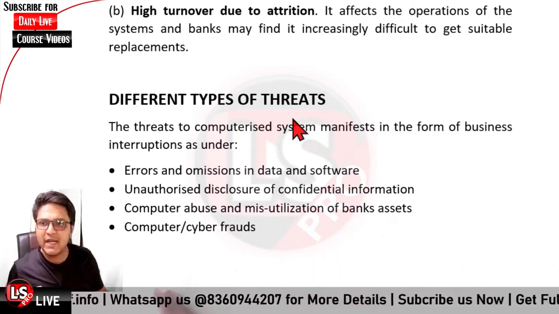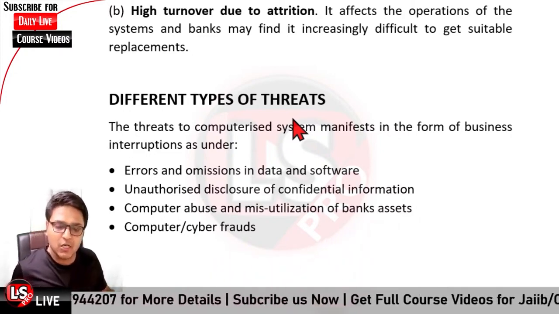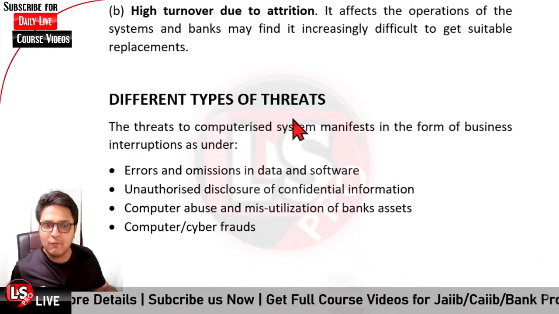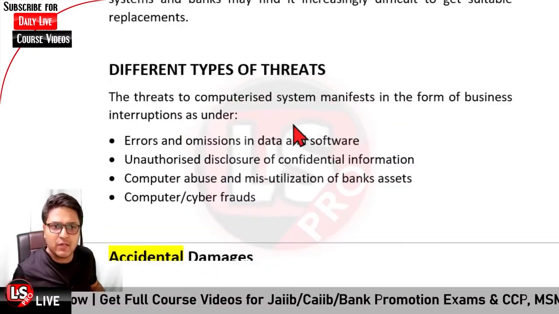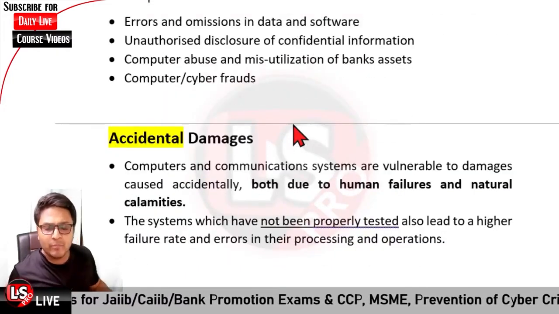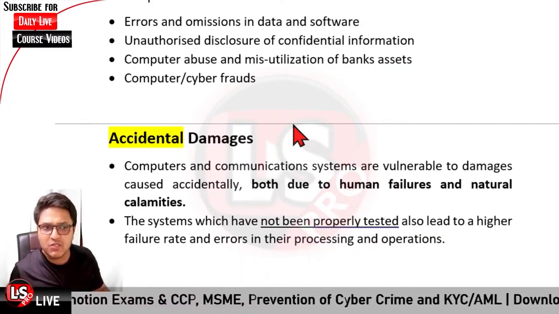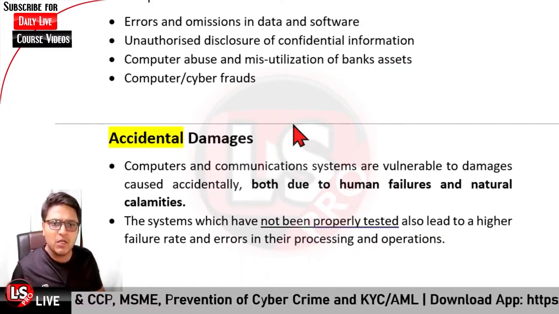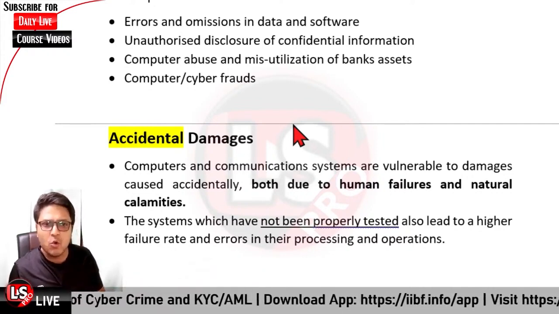And further, it could be regarding cyber fraud, if there is some direct cyber fraud by some hacker or by some professional himself or herself, that is a direct loss to the bank. Okay, those are the different types of threats which are available. It could be regarding accidental damages also. Now, as we are using computer machinery, computer hardware and communication systems, these are also vulnerable, that is, to damages which can be caused accidentally.